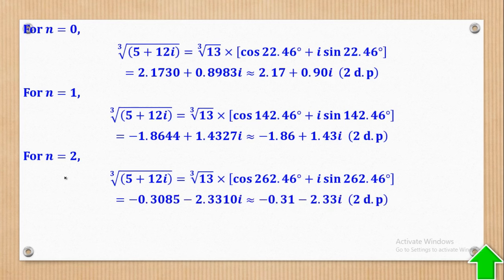So I'm going to stop at n equal to 2 because by default we have to stop at k minus 1. So cube root means k is equal to 3. Therefore 3 minus 1 is 2. That's why I have to stop at n equal to 2. And when I stop at that, I will have got all the 3 roots, 1, 2, and 3.